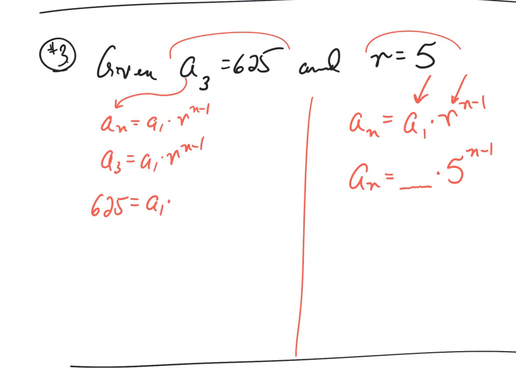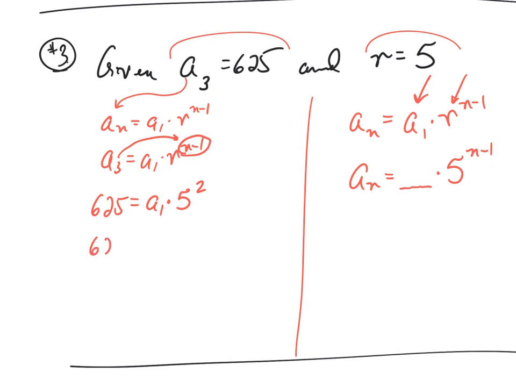Now we don't know what a sub 1 is, but in this problem we know that r is 5, and we know what this power is. We know what the power is on the r because the power is always 1 smaller than the term number. So if this is the third term, the power must be 2. Power must be 2. And that leaves you with just one variable to solve, and what's that variable? a1, which works out great because that's the other variable I need for my equation.